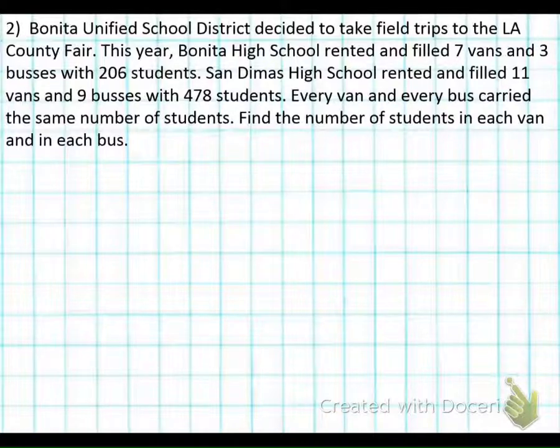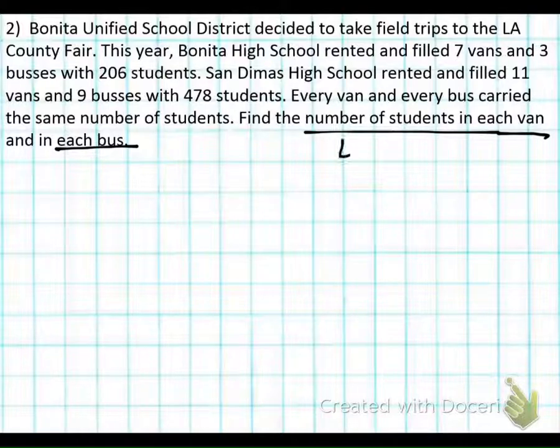Okay, so this sentence is basically saying that a van is a van. So every van, if a van carries 10 students, it's always going to carry 10 students for every different van. And every bus, if one of them carries 40 students, then each and every one also carries 40 students, okay? So that's just what that sentence means. Again, we're looking for what this question is actually asking us to find. It looks like the number of students in each van and the number of students in each bus.